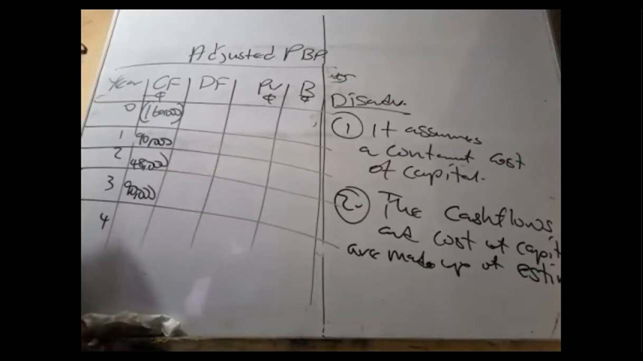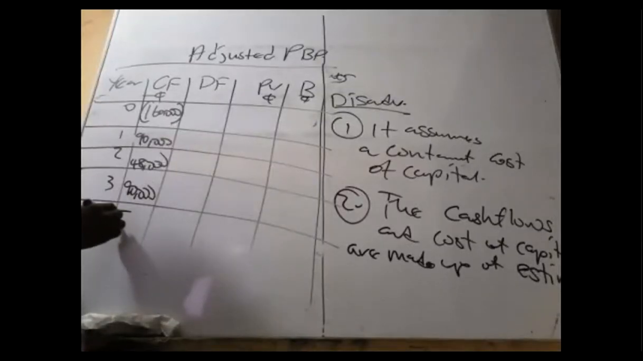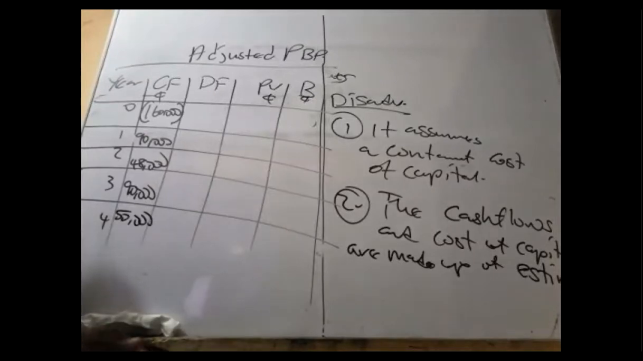The last year, if there's a scrap value, add it to the last year's cash flow, and if there's working capital, also add it. Last year, we have scrap value of 5,000 and working capital of 20,000. You add it to the 25,000. So at the end of the day, you get 50,000. So the last year cash flow was 50,000. That is all. Then we find the present value. We look for the discount factor. Here was the cost of capital. They have to give us the cost of capital, because we said that all the discounted cash flow techniques use the cost of capital.